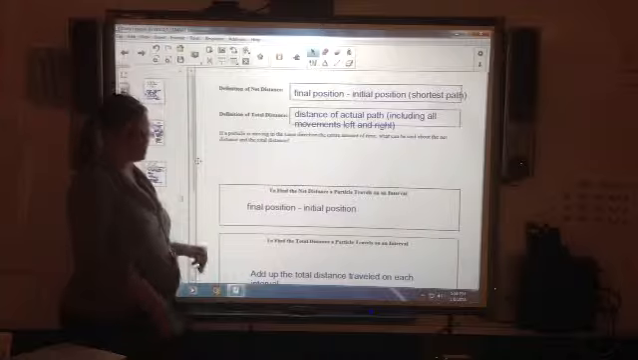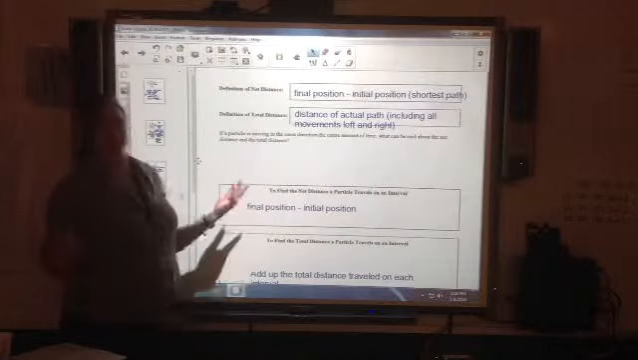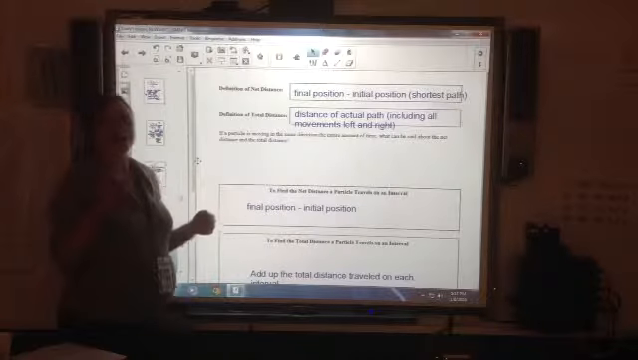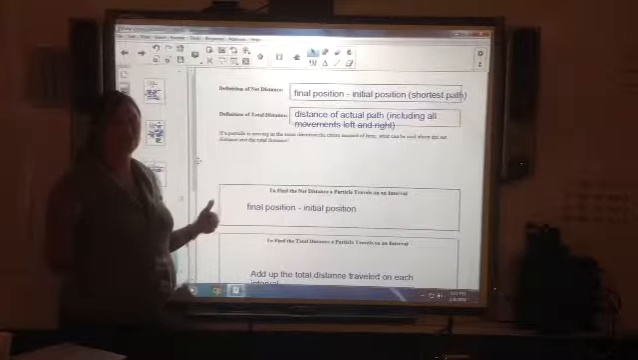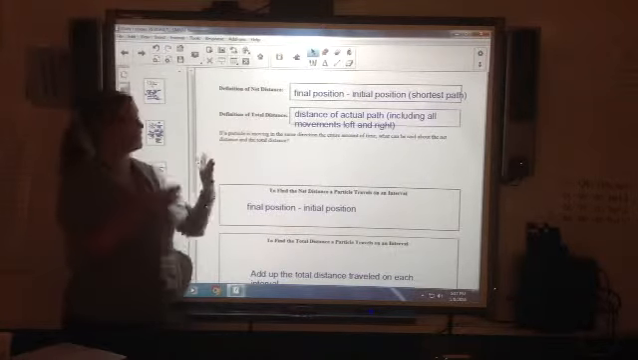So I would have to add up, if I took 2 steps the first time, 2 steps the second time, 2 steps the third time, 3 steps the fourth time, whatever it is. I would have to add up all those distances. So it doesn't matter if I'm moving left, right, whatever. I just have to add up every piece of that.